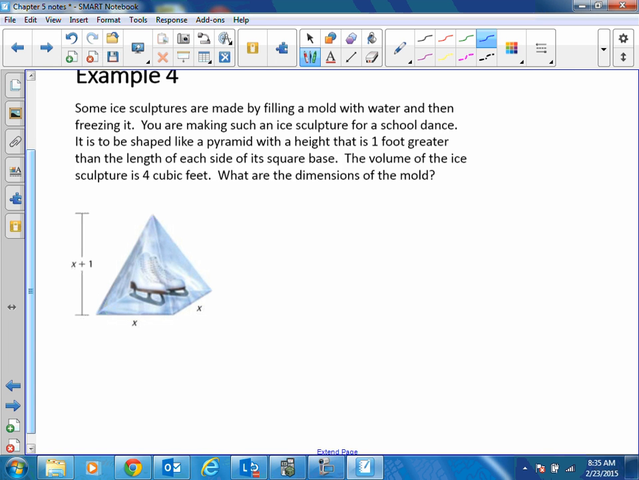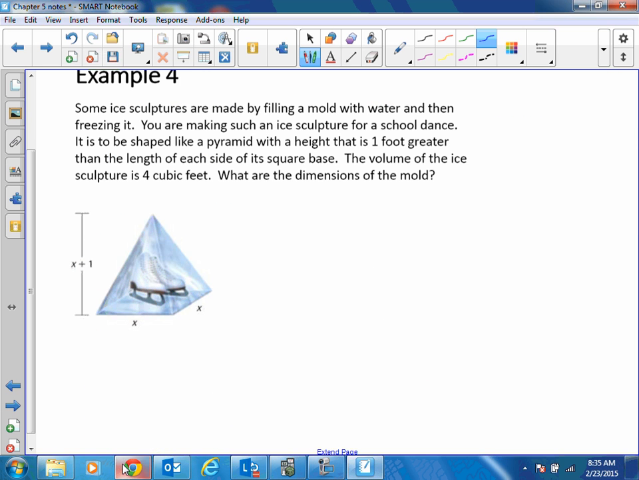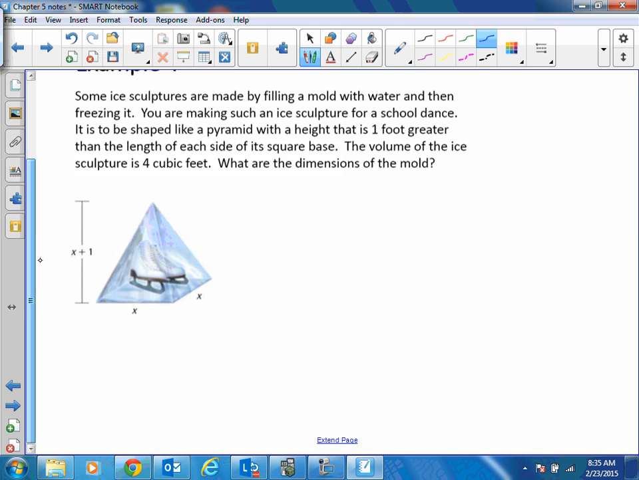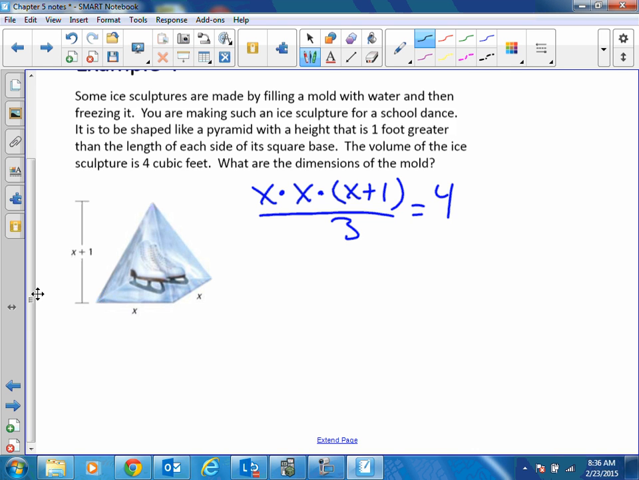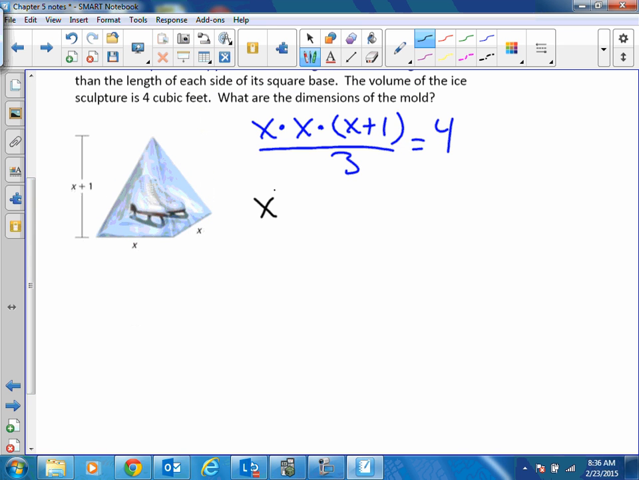Okay, so I looked up on Google the formula for a pyramid: length times width times height divided by 3. So the length is x, and we want to find the dimensions of it. So length is x, the width is x, the height is x plus 1, divided by 3 equals the volume, which is 4. So the first thing I would do is multiply the top. x times x is x squared, times x plus 1, over 3 equals 4.